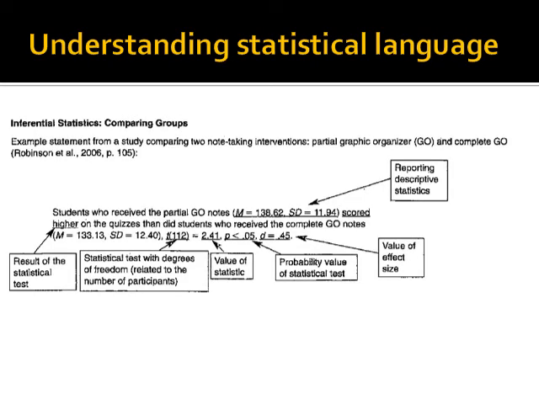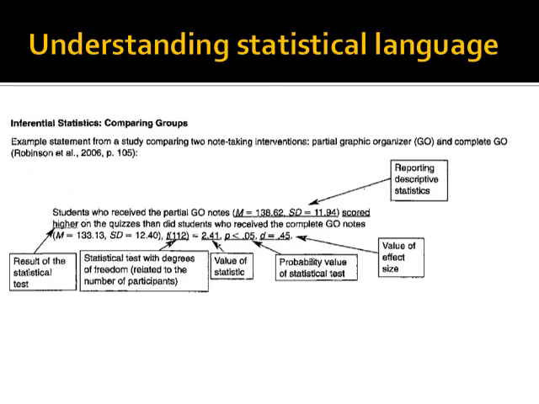Next, we're going to understand inferential statistics. This is where we get into our T and P and D. Here's an example statement from a study comparing two note-taking interventions. These were students who received partial graphic organizers compared to complete graphic organizers.